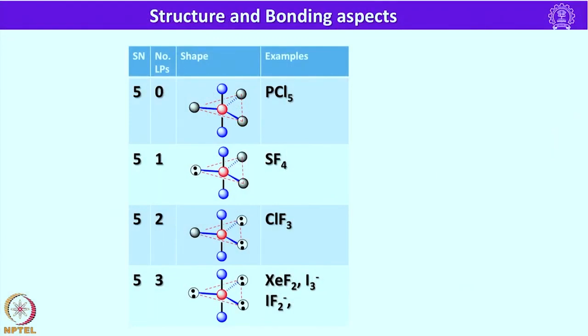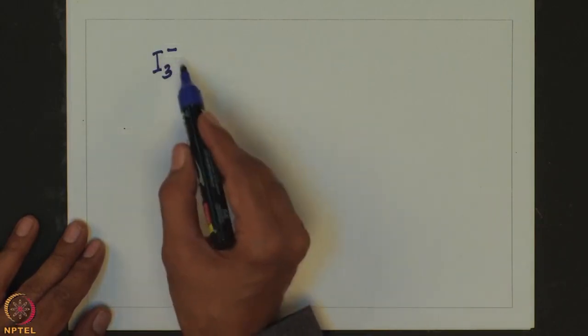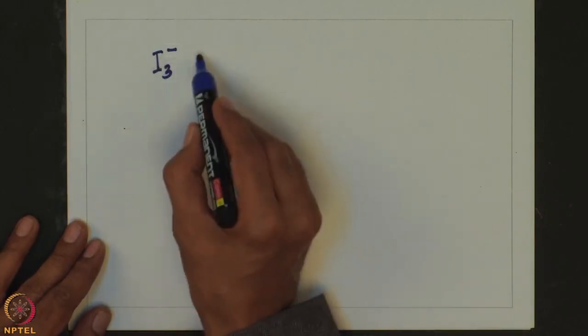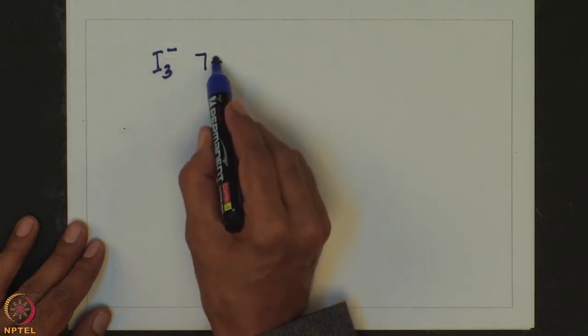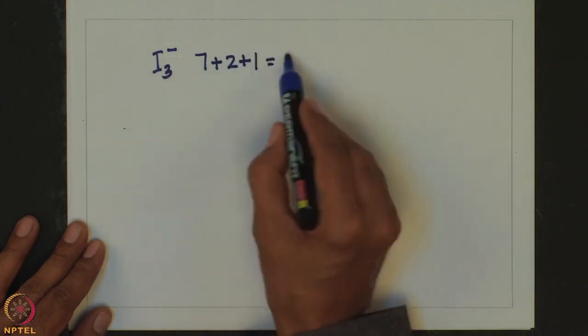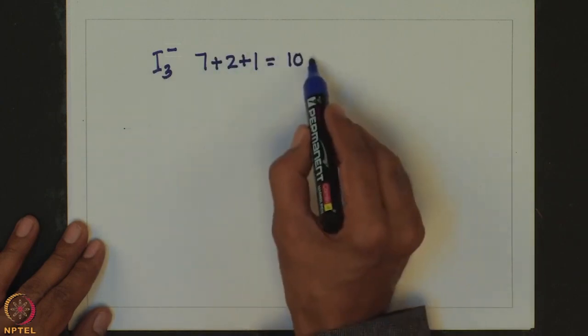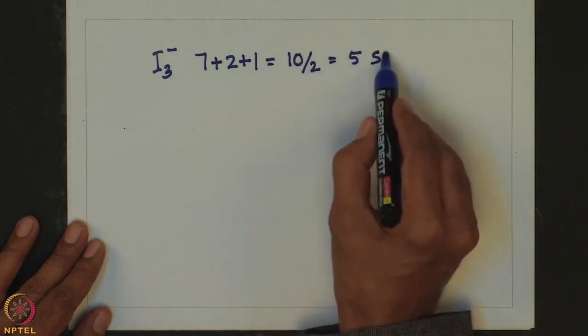Let us look into I3-. We discussed I3+, let us look into I3- now. So in I3-, let us count electrons. We have 3 iodines, and the central one will be one of the iodine. So that will give 7 electrons, and the remaining 2 iodines will give 1 electron each. And plus we have a negative charge, so total again 10 electrons are there. 10 by 2 equals 5 is the steric number.